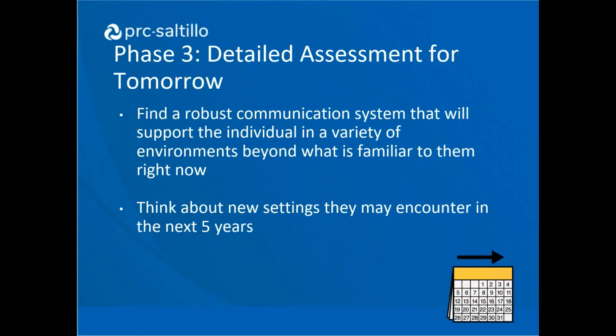During phase 3, you want to be thinking about how robust the communication system is and if it's going to continue to support their communication in the future. Most funding sources that we know of will only provide funding for a dedicated device every 5 years. So we need to think about any environmental transitions, social transitions that might be happening in those 5 years. So if I'm in 4th grade, in 5 years I'm going to be in middle school, how is that going to look different? How is that going to be the same? Is my system going to progress with me?